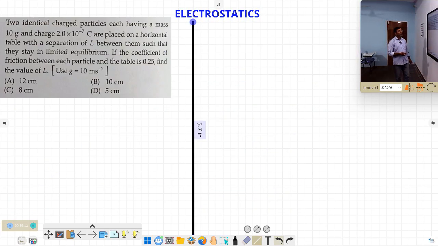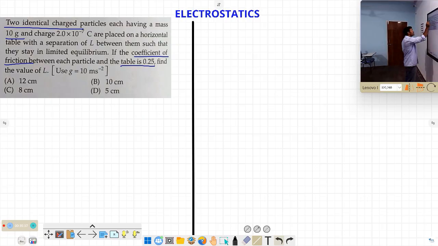Next question is linked with friction, because it is a coefficient of friction based question linked with electrostatics. So that is the point you need to understand here. You have to club the topic and find the formula for it. They have given two identical charges. How many charges? Two charges. Two identical means similar charges they have taken. The mass of the charge is given as 10 grams, and the charge is given as 2 into 10 power minus 7.